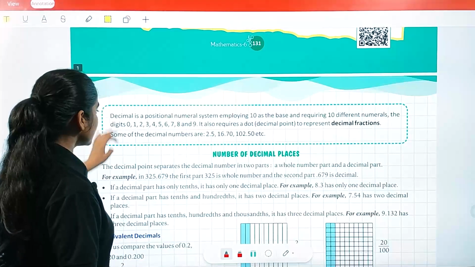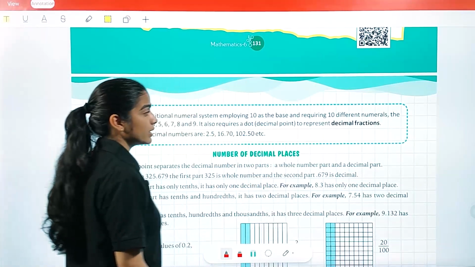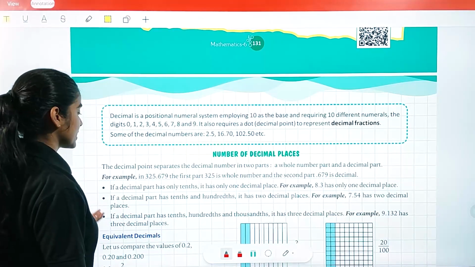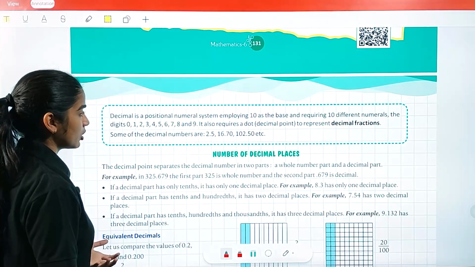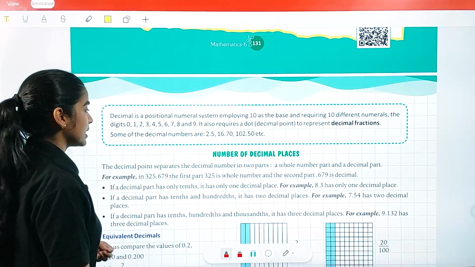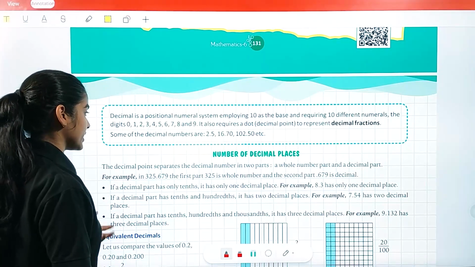So decimal is a positional numeral system employing 10 as the base and requiring 10 different numerals, the digits 0, 1, 2, 3, 4, 5, 6, 7, 8, 9. It also requires a dot, the decimal point, to represent a decimal fraction. Some of the decimal numbers are 2.5, 16.70, 102.50, etc.